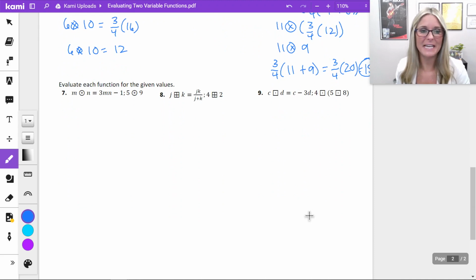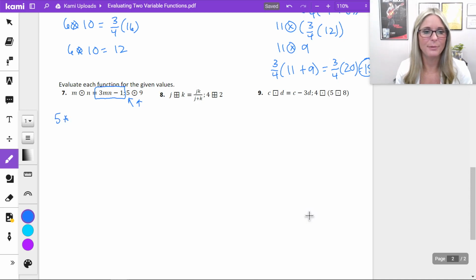Number 7, we've got M operation N has been defined differently. So we're using a different function here: 3MN minus 1. And we are going to plug in 5 and 9. So 5 operation 9, we have 3 times 5 is our M, 9 is our N, minus 1. 3 times 5 times 9, multiplying those together, you can use a calculator, is 135. Minus the 1 is 134.